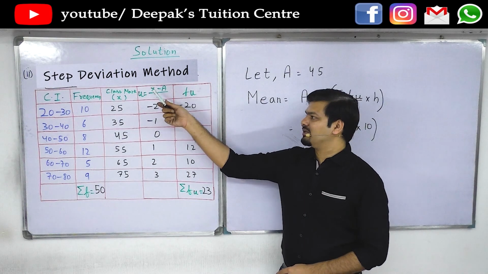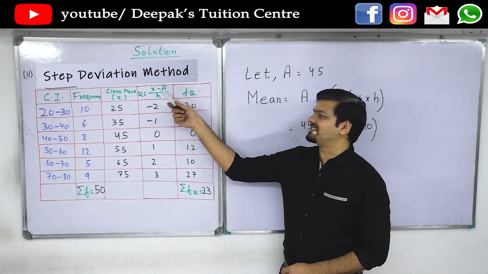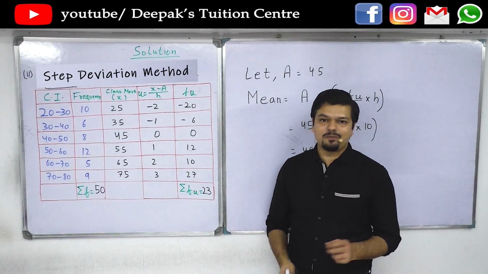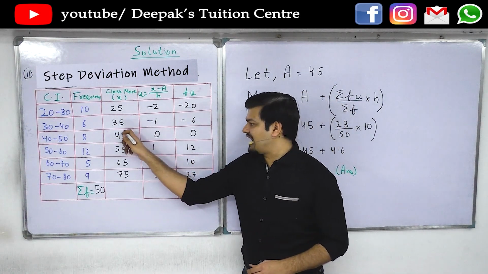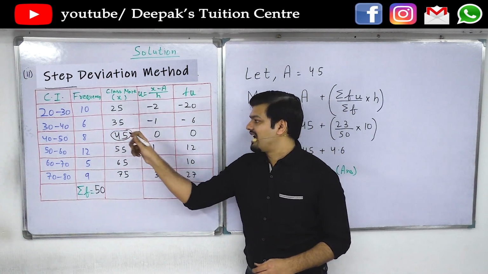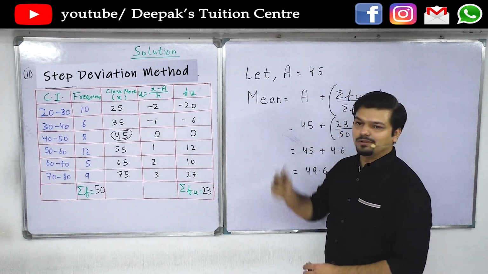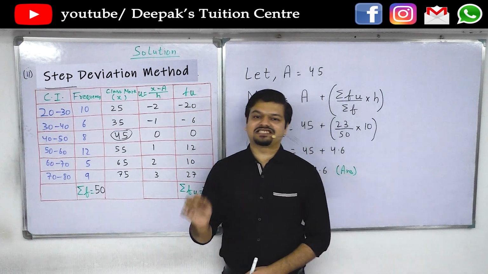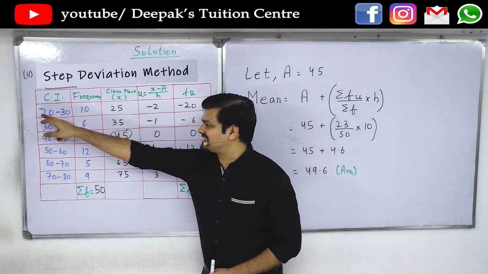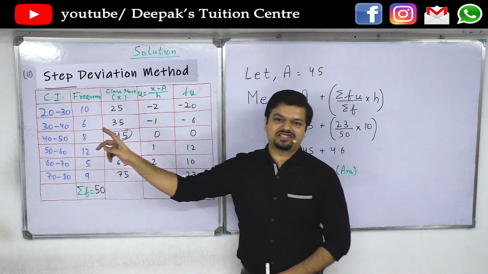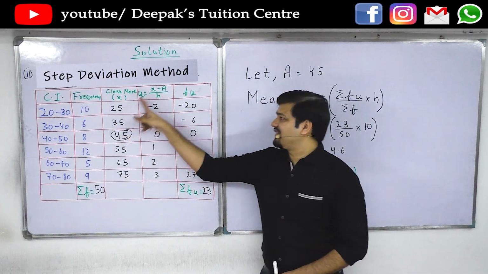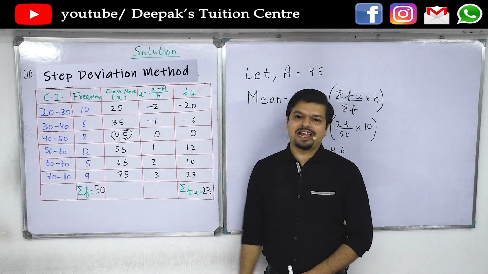So what is U? U is equal to X minus A whole divided by H. What is A? A is the assumed mean. As before, we will assume 45 to be our assumed mean. So let A equal 45. And H, what is H? H means class size. Since the class size is 10, 20 to 30, the gap is 10. So now we will put the values: 25 minus 45 divided by 10.